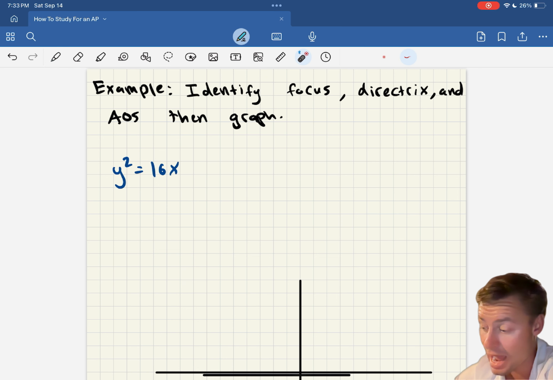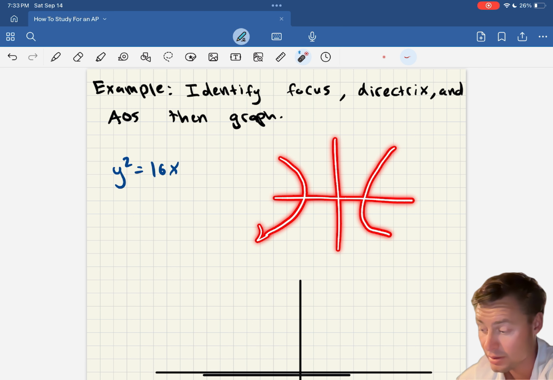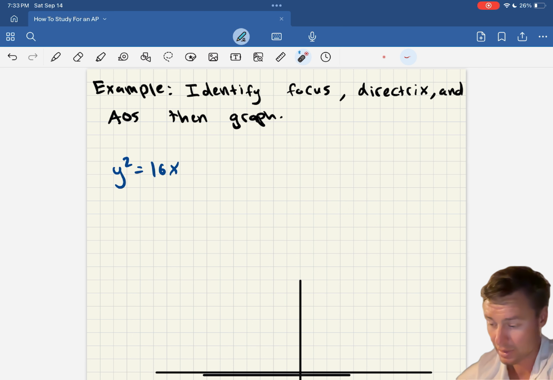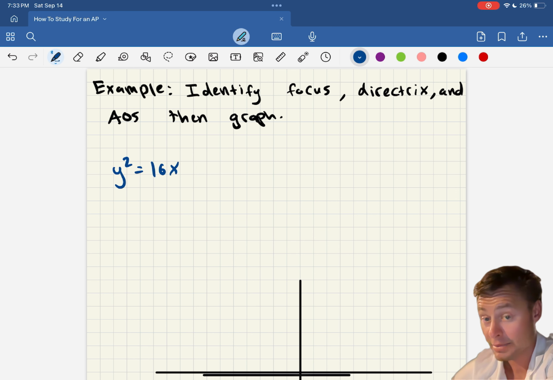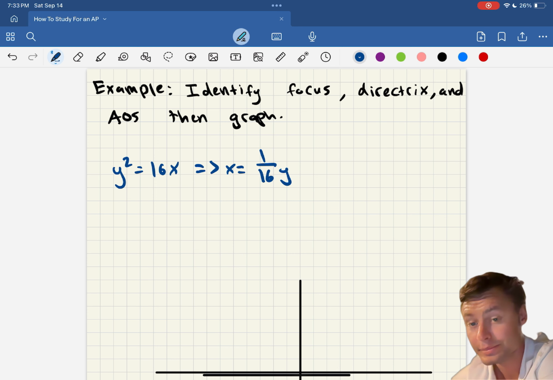It tells me that our parabola is either facing left or it's facing right. Okay, it's not facing up or down. That would be an x squared. So first thing I want to do is get x by itself. So I'll rearrange this to be x equals 1 over 16 y squared.